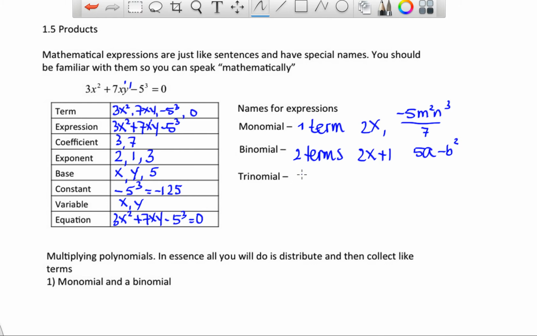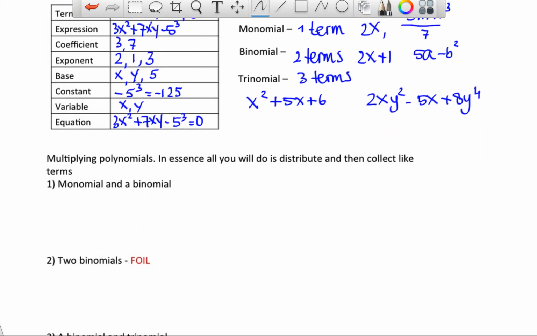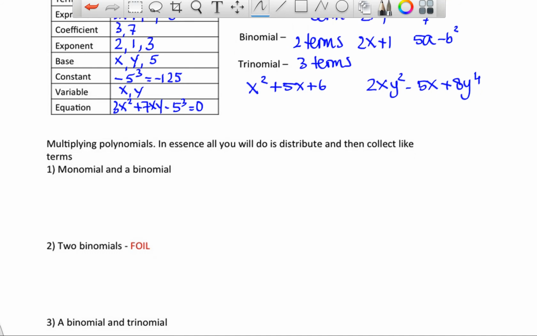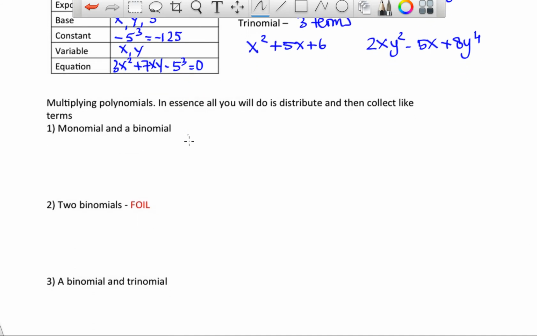A trinomial is something that has three terms. A very common looking trinomial would be this, and we'll deal with this pretty soon in the year. But, you know, it's anything that has three terms, so this would also be a trinomial. Okay, polynomials, that's the catch-all phrase for one term, two terms, three terms, four terms, five, etc., and they can be multiplied. So a monomial and a binomial would look something like this. x squared times, for example, x plus 3.